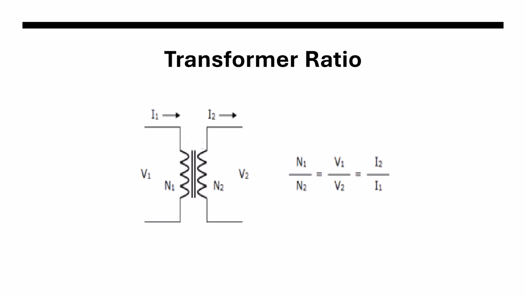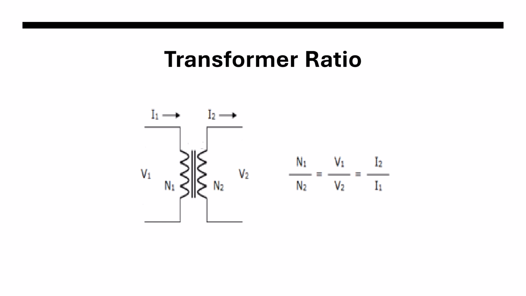Another important factor about transformers is transformer ratios. Understanding these ratios is very important for designing and operating efficient electrical power systems. Let's have a look at this picture. An ideal transformer is shown in the picture. Let's consider V1 is the primary side voltage and V2 is the secondary side voltage, N1 is the number of turns in the primary side and N2 is the number of turns in the secondary side, and I1 is the primary current and I2 is the secondary current.